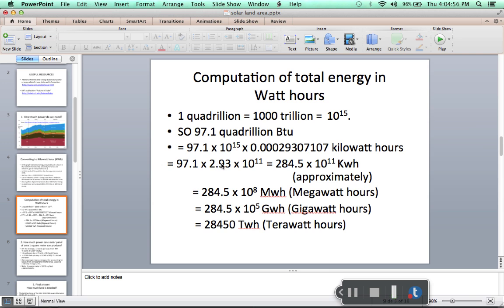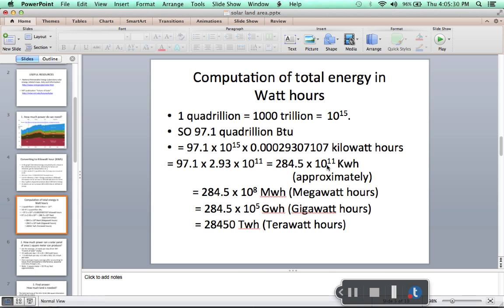If you remember from college algebra 1, that's how you convert to scientific notation. You have one digit before the decimal, so you have 2.93 times 10 to the 11, just to make it more compact. You multiply all of that, you get 284.5 times 10 to the 11 kilowatt hours approximately. And that is the total amount of energy that we are using. So it's about 28,000 billion kilowatt hours.